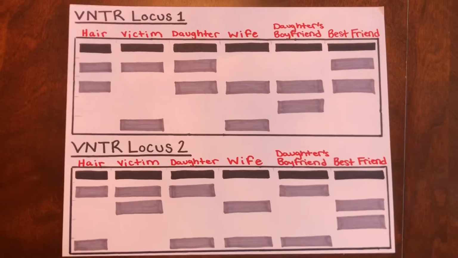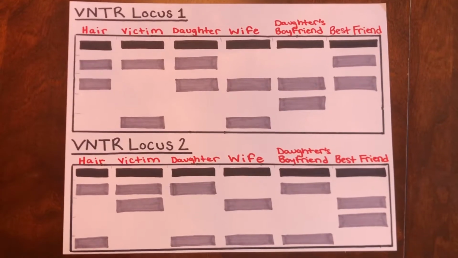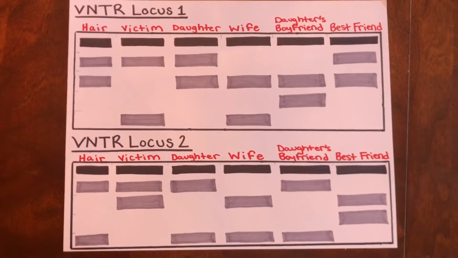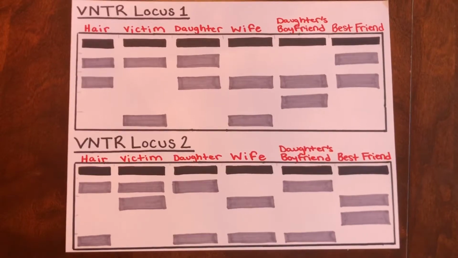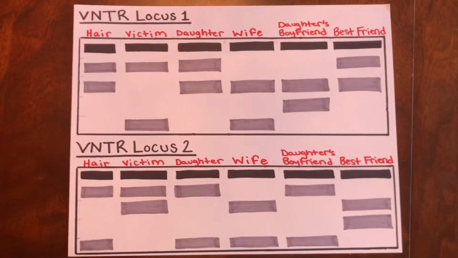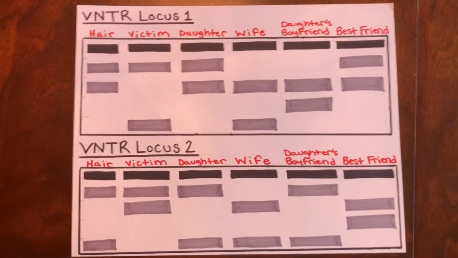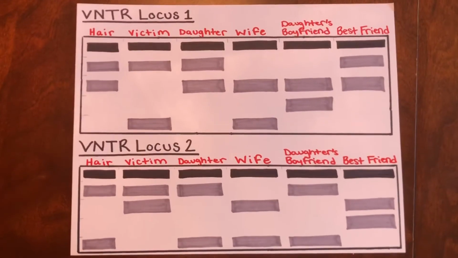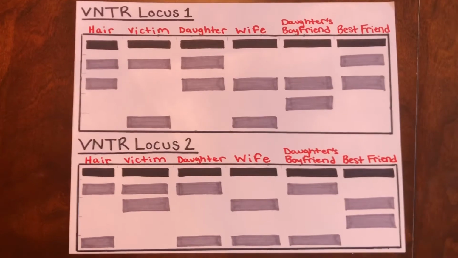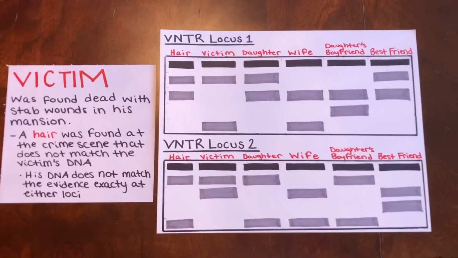These are the DNA fingerprints created for each loci of the unidentified hair DNA. The DNA of the victim, daughter, wife, and the daughter's boyfriend, and the victim's best friend were amplified for these same two loci compared to the crime scene hair DNA, which is shown in the fingerprints. Let's start with the victim.